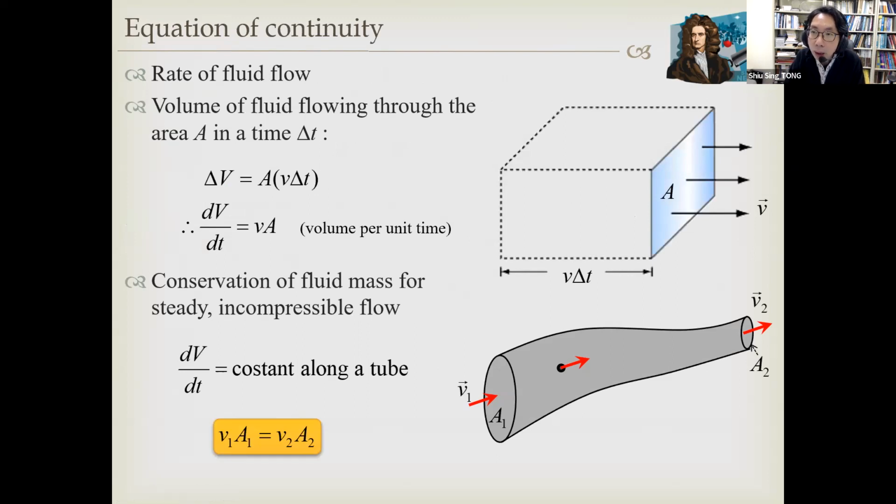Now we shall derive an important theorem concerning the flow of liquid, called the equation of continuity. The equation of continuity only reflects that the volume of the liquid is conserved in the flow.